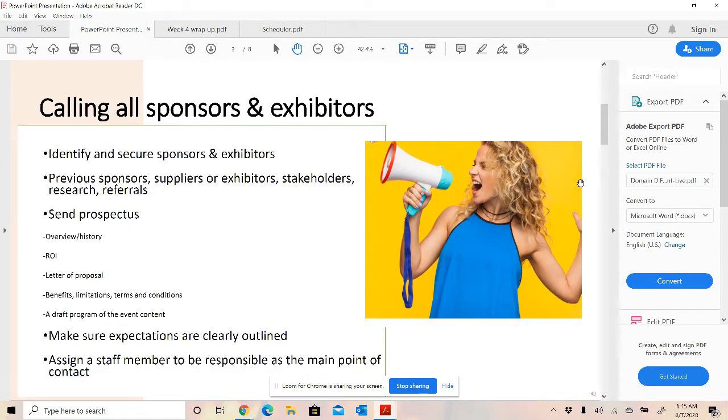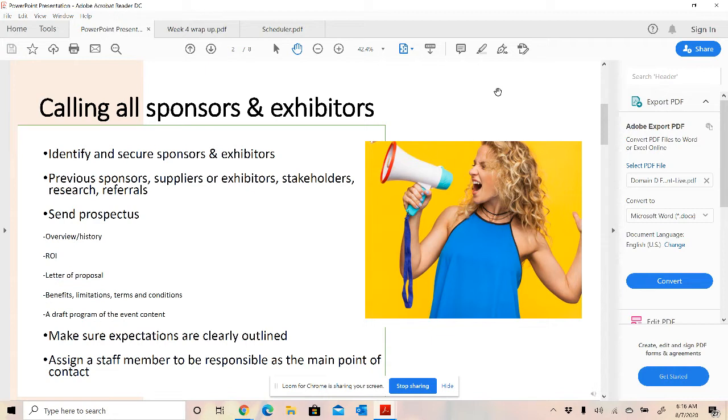So we started off the domain talking about how are we going to find sponsors and exhibitors, and really identifying how are we going to secure them. What is going to make them want to come to our event? What's the best way to find sponsors? Your previous ones, people that have already been your customers, already been donating or exhibiting. So that's the best place to find them. Also referrals, stakeholders, researching new ones. What is your competition doing?